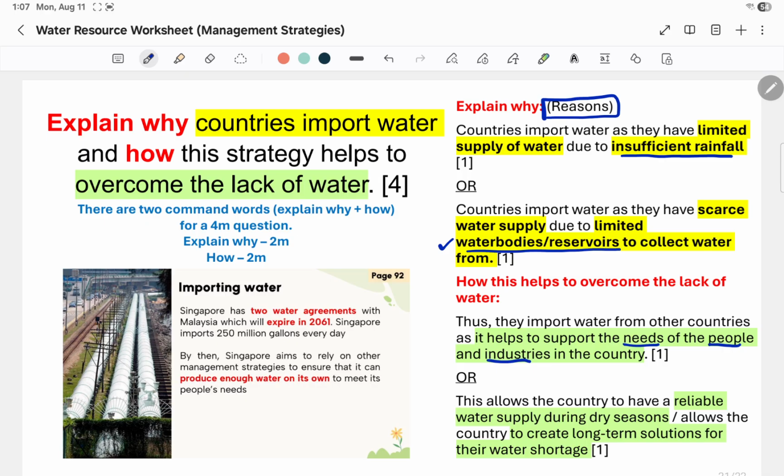And not only that, it's a form of additional supplement. So for Singapore, while we do have some water supply in terms of our water from the catchment, we do have water from NEWater and desalinated water, we don't have enough. So this allows us to have a reliable water supply, especially during the dry season. We have an additional source of water, and you can also say that this gives us time to find more long-term solutions. So this helps us to overcome the current lack of water.